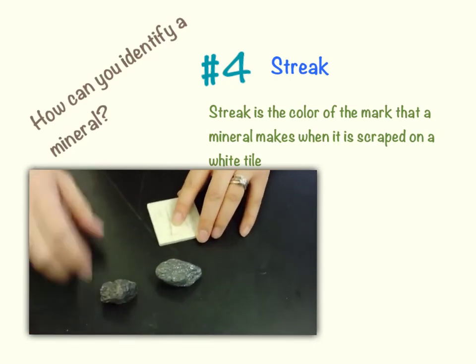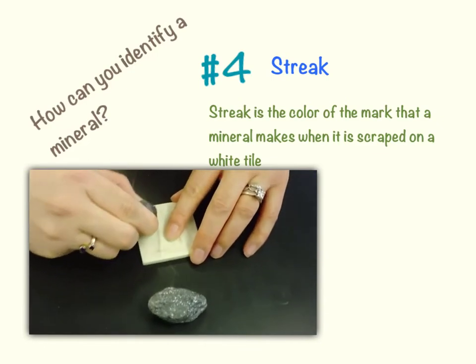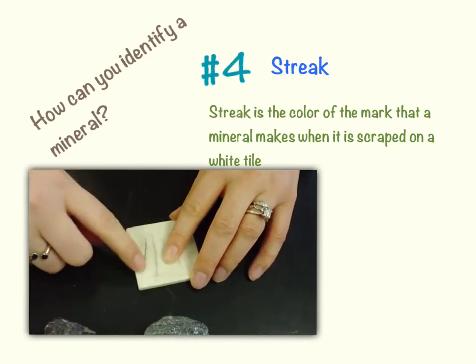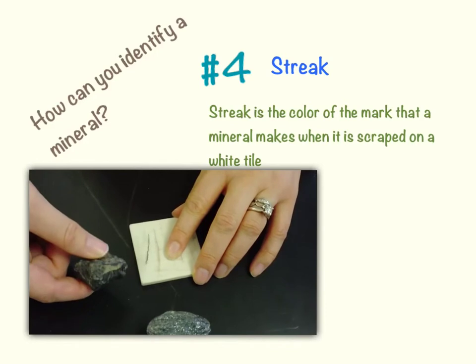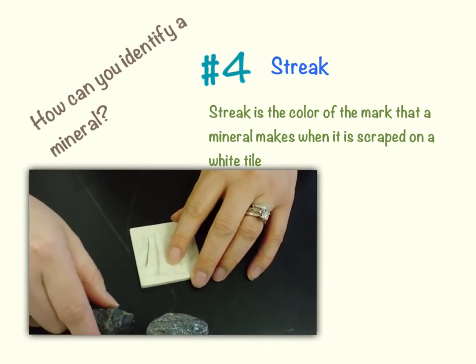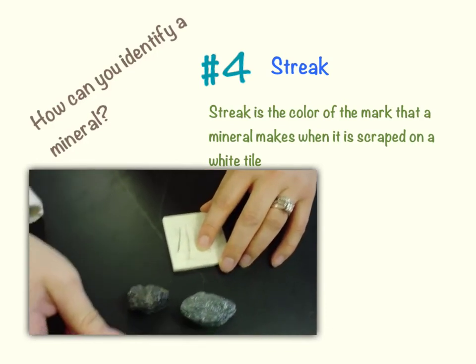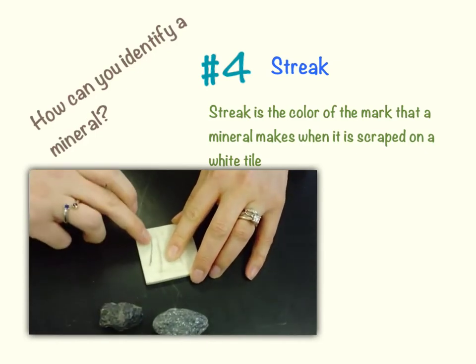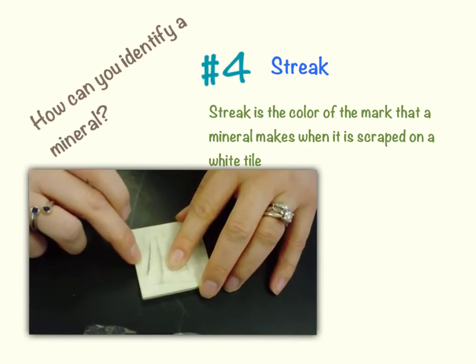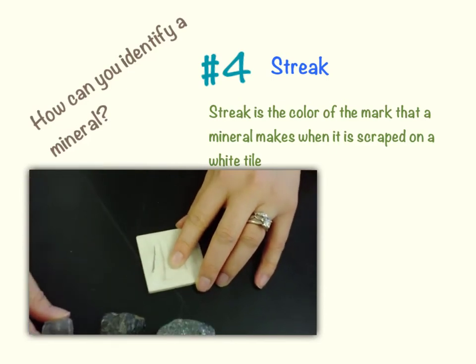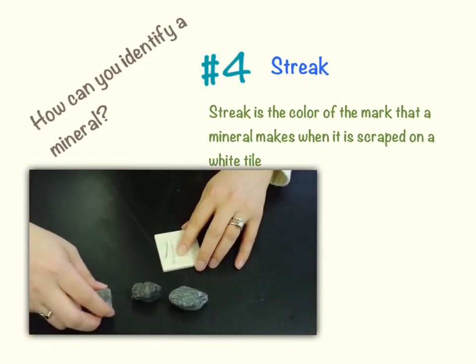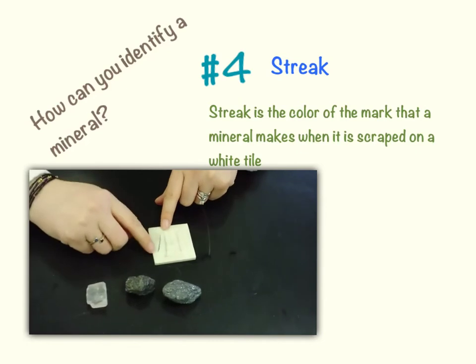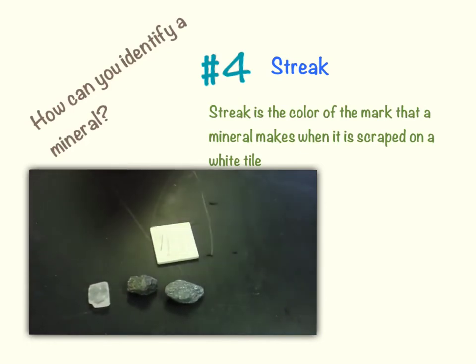Here's another gray mineral. If I leave a streak with this mineral, I see that it has a gray streak, black to gray streak. Third mineral, I see a white powder here. So this one is clear to white powder and does not leave a very noticeable streak.